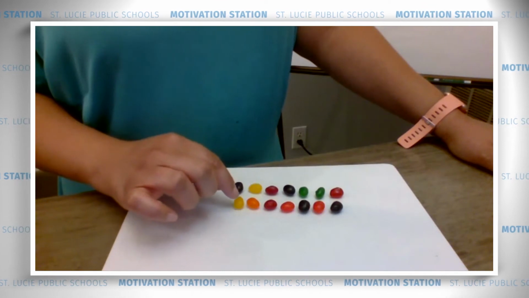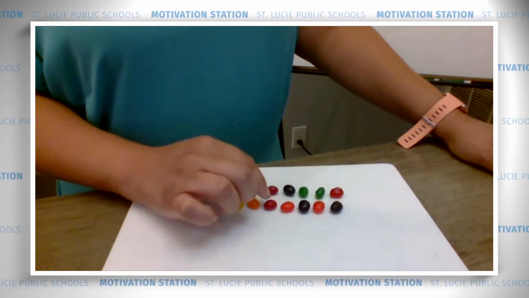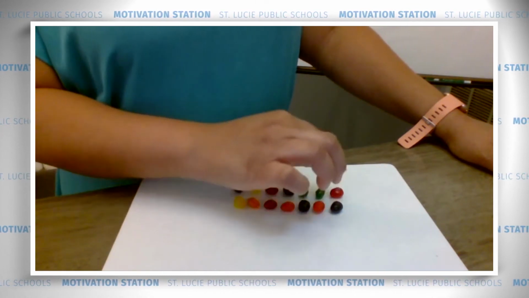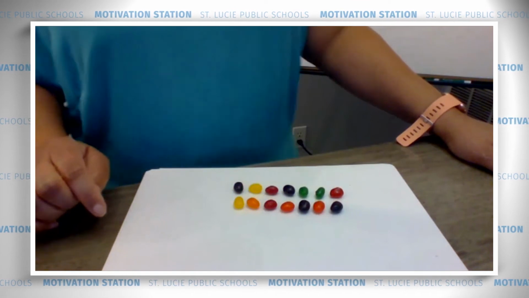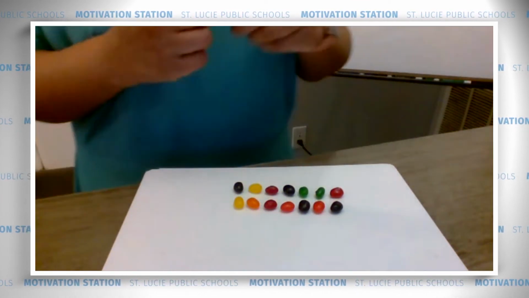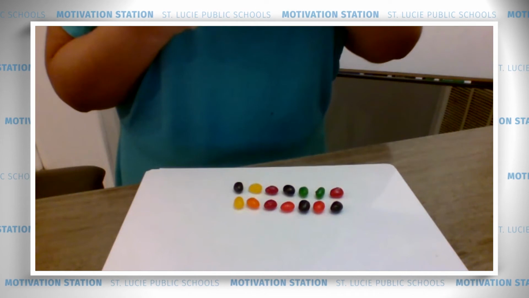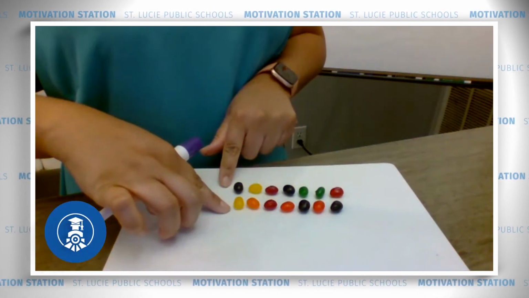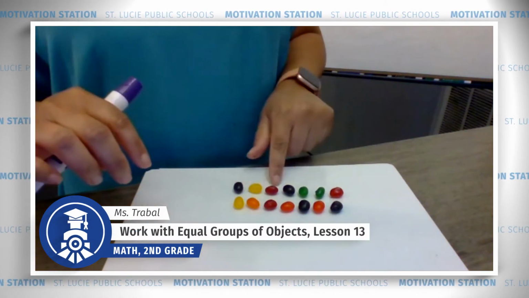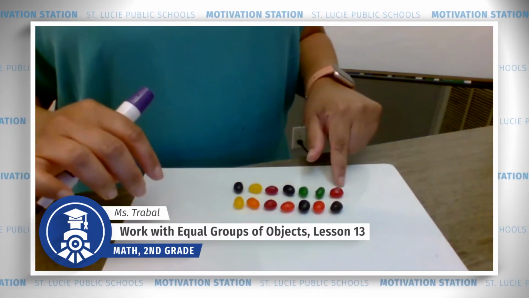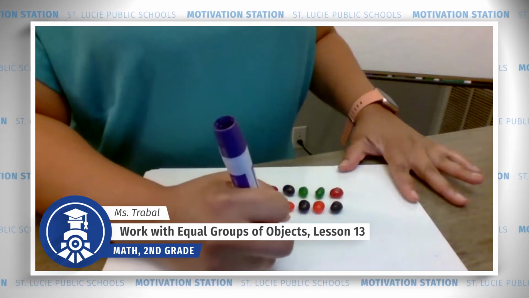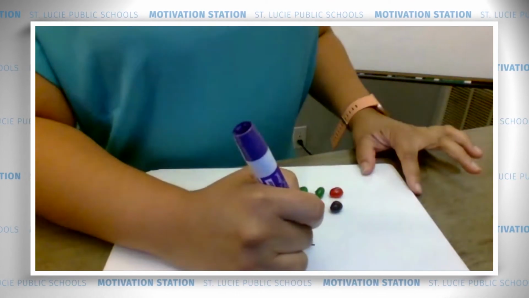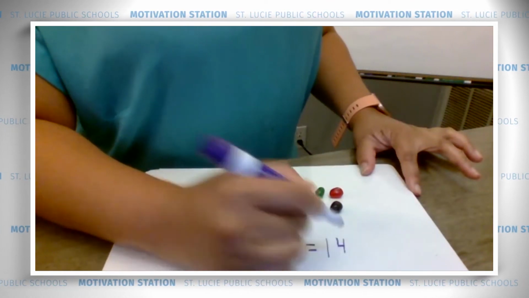And if I count each one, 1, 2, 3, 4, 5, 6, 7, 8, 9, 10, 11, 12, 13, 14, I know that I have 14 jelly beans. I could also count my rows, and I know that I have 2 rows, and in each row I have 1, 2, 3, 4, 5, 6, 7. So I could say 7 plus 7, which gives me 14.